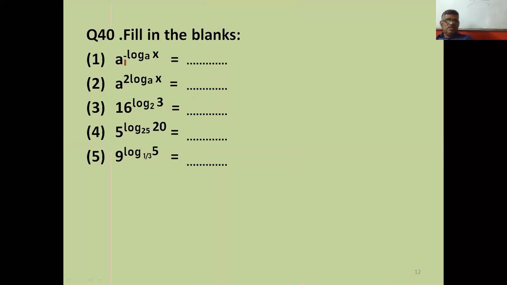Can you tell me what is a raised to minus log x base a? This was actually a question discussed earlier with a different number. A raised to minus log x base a. Can any of you answer here? Should I give the answer?